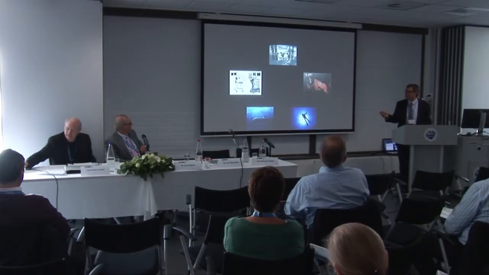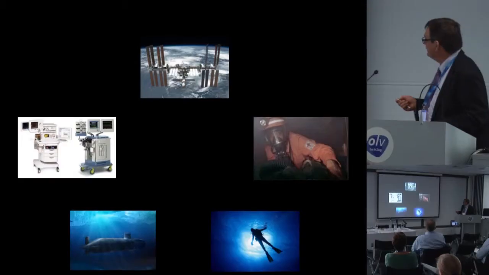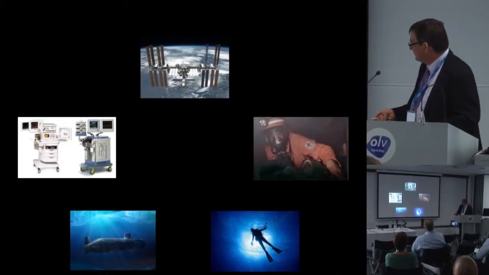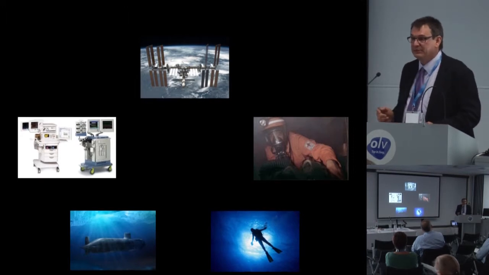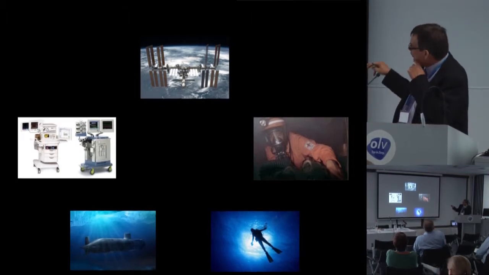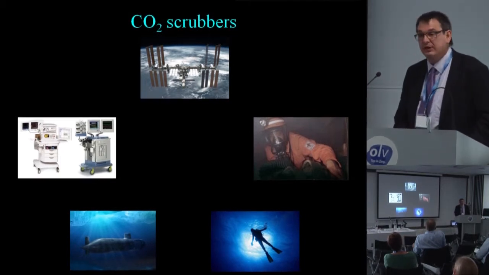So these are all closed circuits. In space, we have the International Space Station, mine rescue workers, submarines, divers, and closed circuit anesthesia machines. What's common to all these situations is that CO2 will accumulate within these enclosed spaces, unless we use what they call CO2 scrubbers. We call them CO2 absorbers.